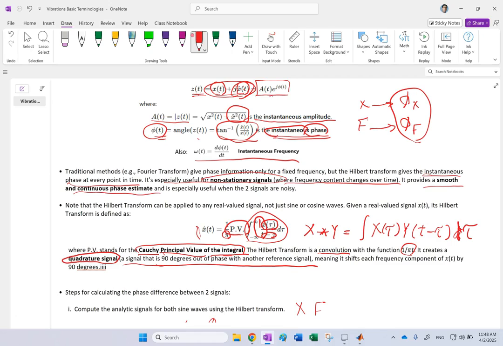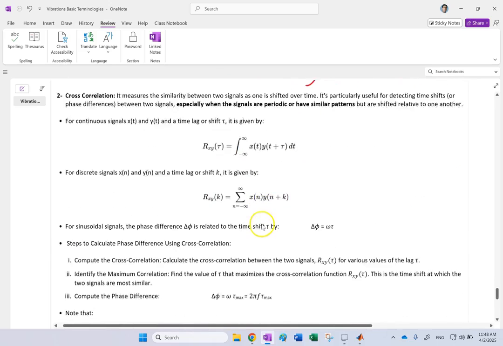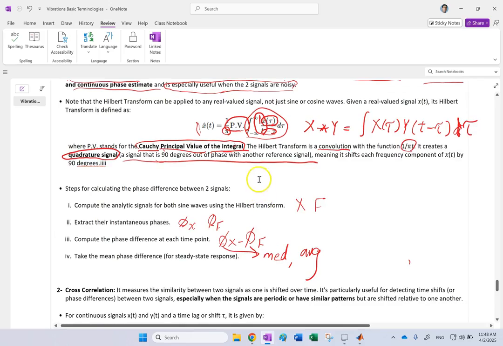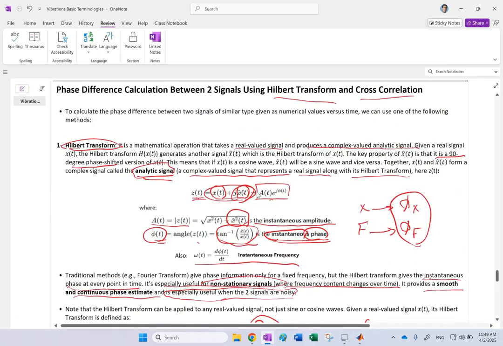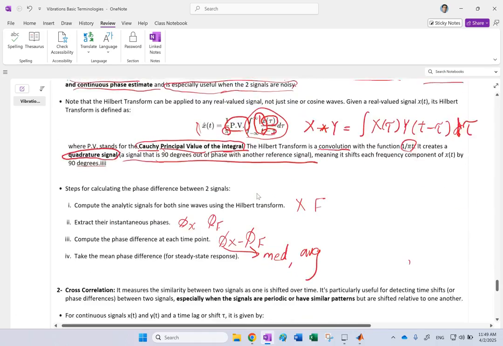And it works really great when the signals are noisy. If the signals are noisy, this can still give you a robust estimate, while the other methods, including cross-correlation, are not going to do a great job if your signal X is noisy. And Fourier is definitely going to be messed up because you are introducing lots of extra frequencies in your Fourier plot. So for signals that are not perfect, not necessarily periodic, and not stationary, the Hilbert transform can give you a very great estimate.